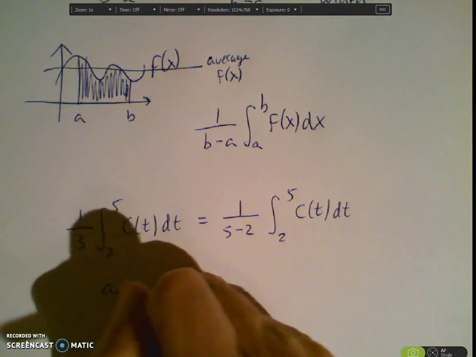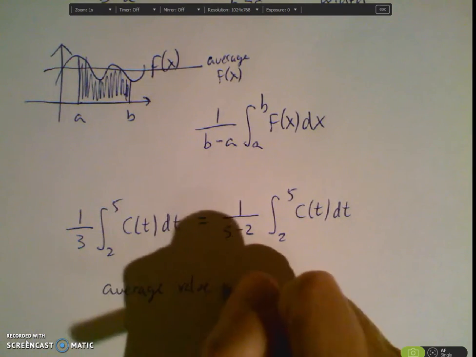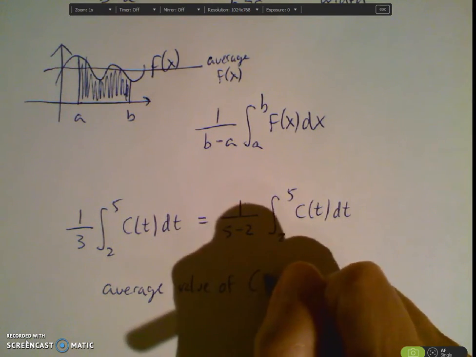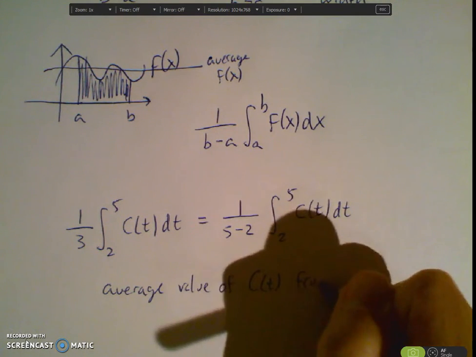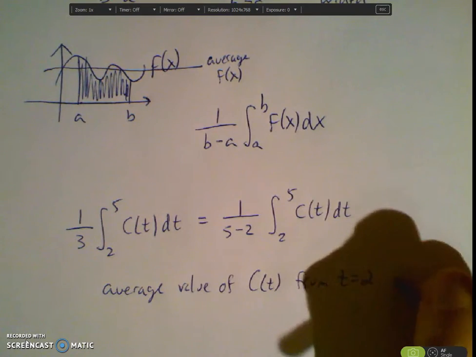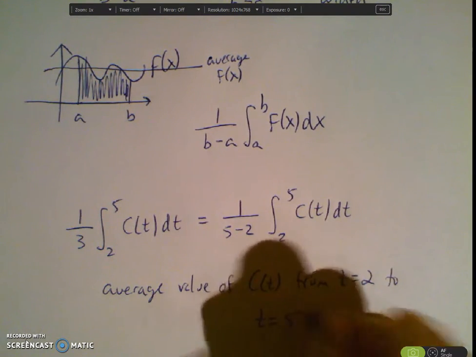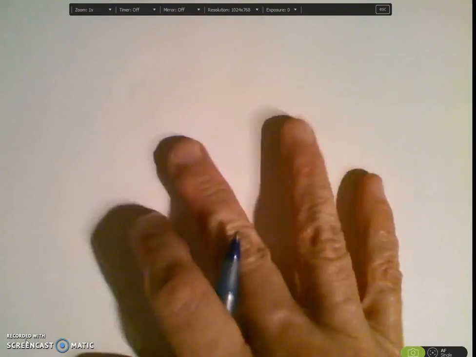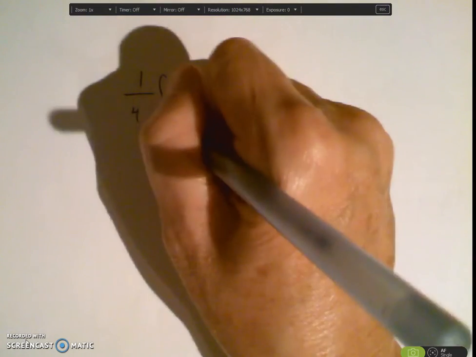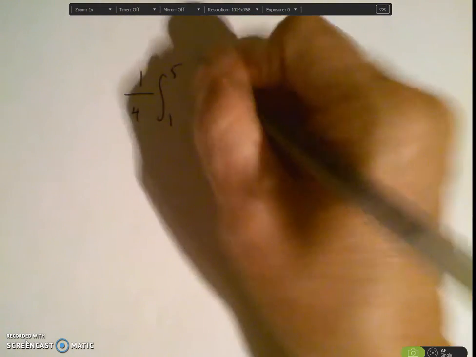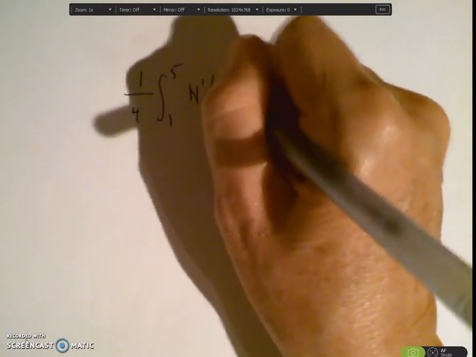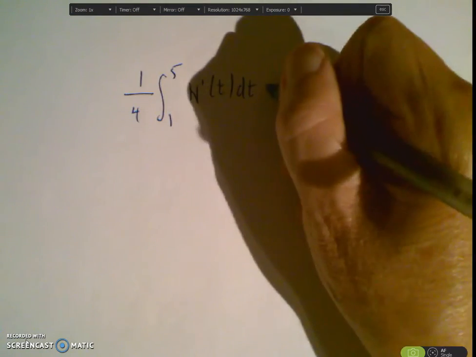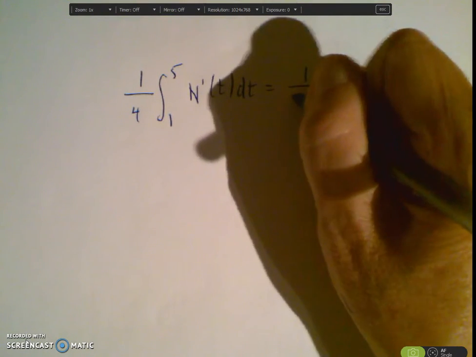This is the average value of c of t from t equals 2 to t equals 5. Let's look at a different example. If I were to see 1 over 4 integral from 1 to 5 of n prime of t dt, I would recognize that this is the average value of something.